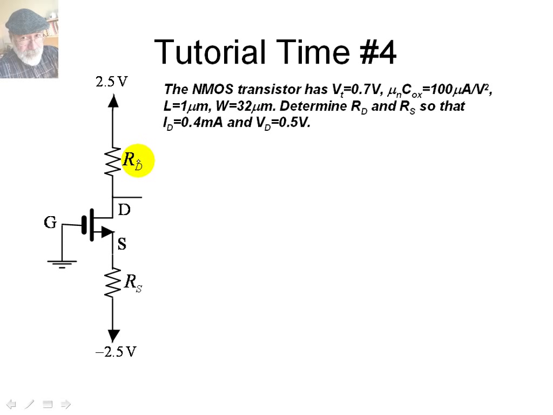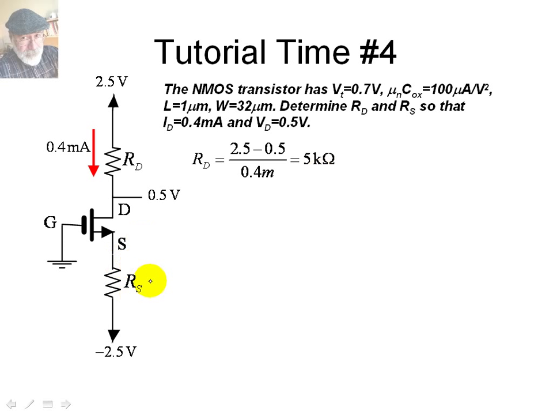Determine Rd, this resistance, if we know this current is 0.4 milliamps and this voltage is 1/2 a volt. Well, for the resistor in the drain, we can use Ohm's law to compute its value. We have 2.5 volts on the top and 1/2 a volt at the bottom, and we have the current through it. So Rd is 2.5 minus 0.5 divided by the current, 0.4 milliamps. That resistor's value is 5 kilo ohms.